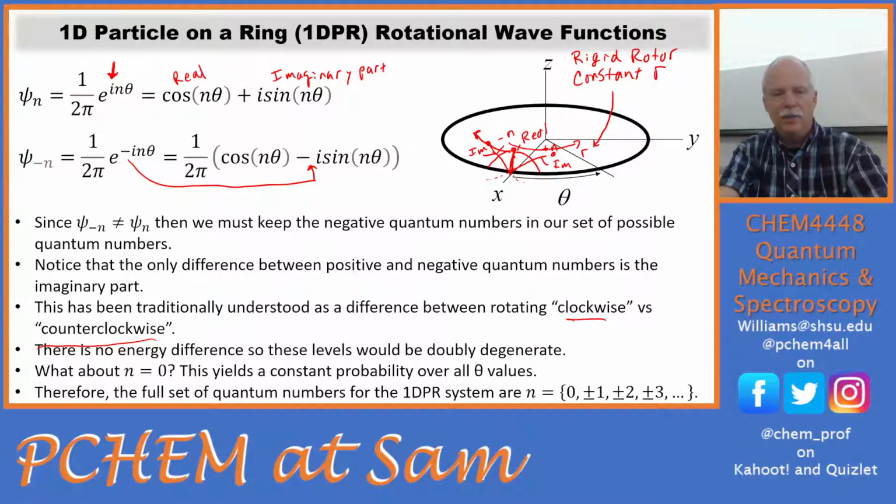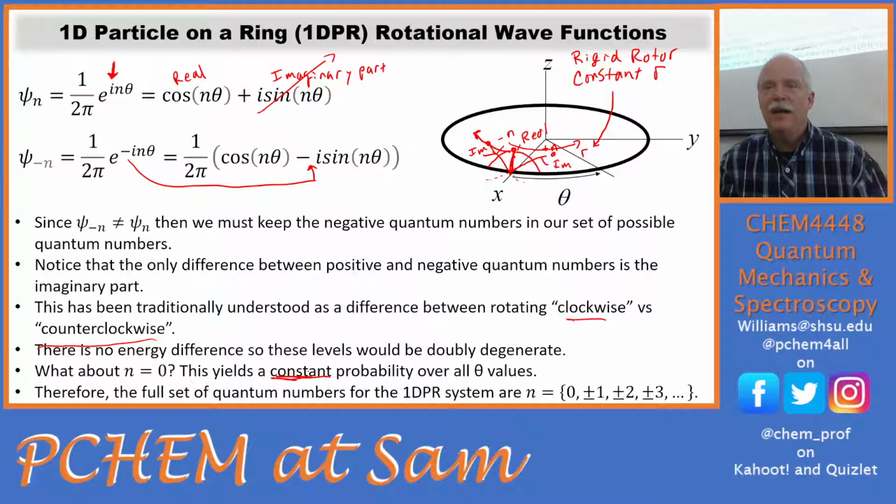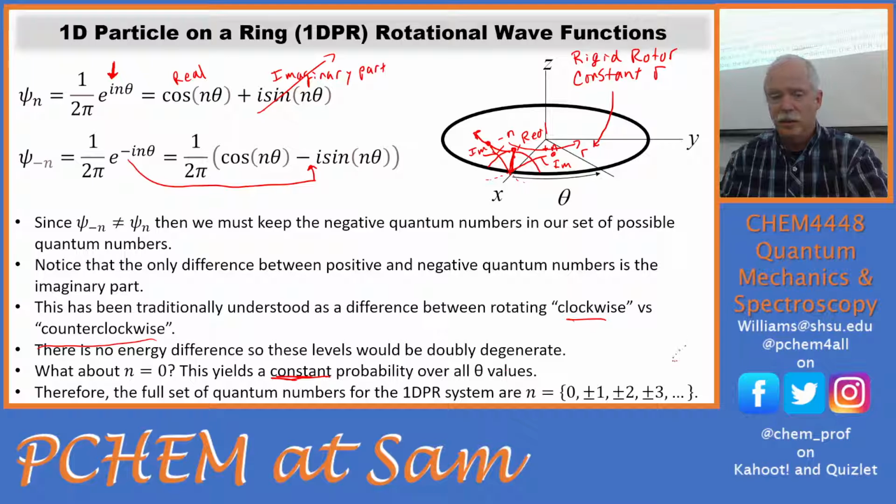Now, what about when n equals 0? When n equals 0, then the imaginary parts are gone, and the cosine piece becomes a constant. Okay? Because it yields a constant and not 0, then it's allowed. So we still have a quantum number 0 for rotation, but we don't have a quantum number 0 for the particle in a box. Okay, because at quantum number 0, we don't zero out our wave function like we do in the particle in a box. Okay, so these are our quantum numbers for rotation: 0, plus or minus 1, 2, 3, etc.